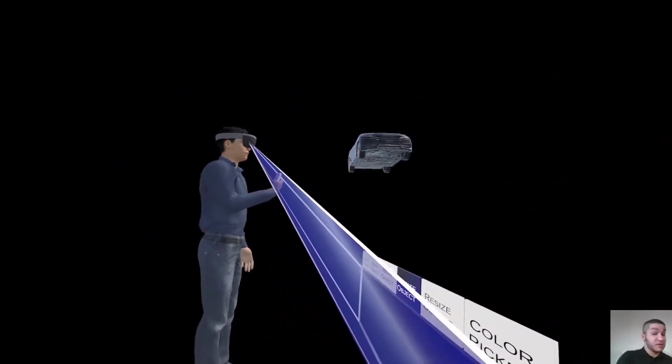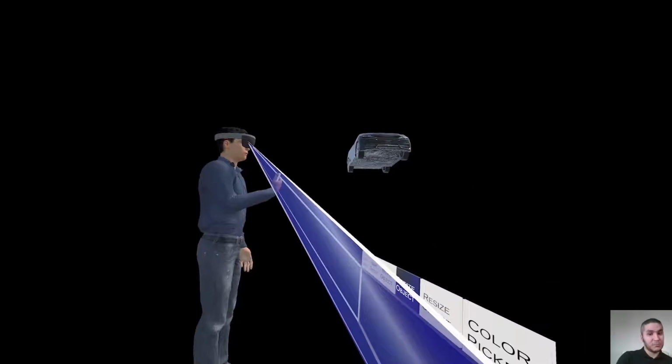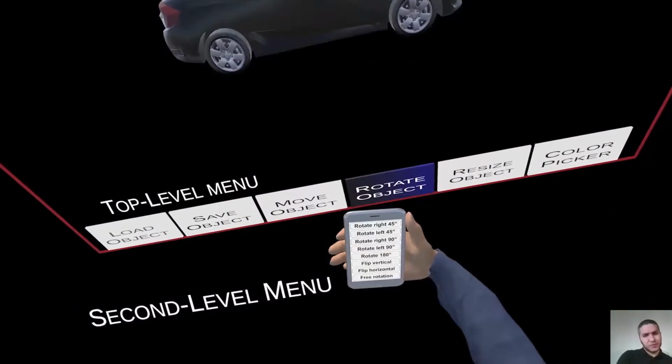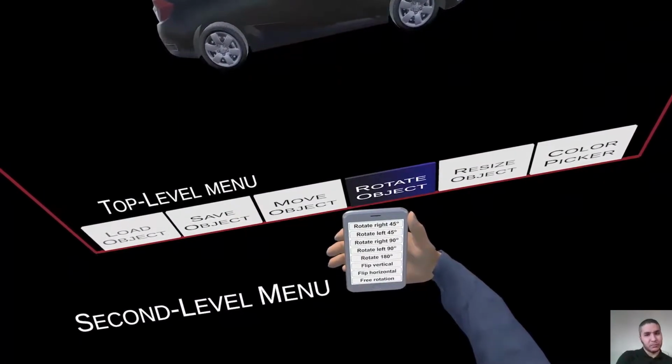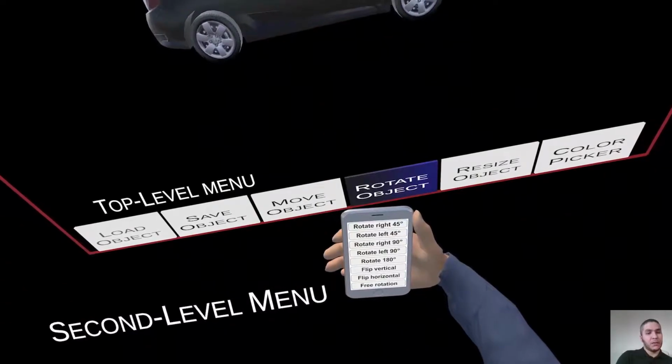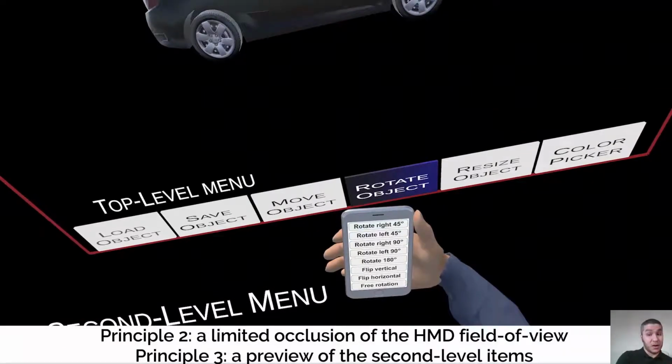As soon as the smartphone is detected inside this zone, the HoloBar is displayed. The top-level menu is displayed as an unobtrusive menu bar on the head-mounted display, while the second-level menu is displayed on the smartphone. Placing the second-level menu on the smartphone limits the head-mounted display's view occlusion and, more importantly, allows for a preview of the second-level items.